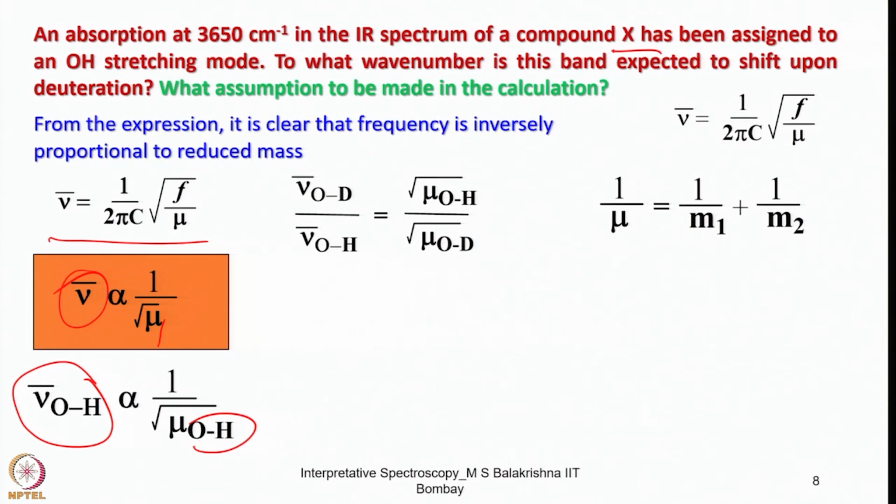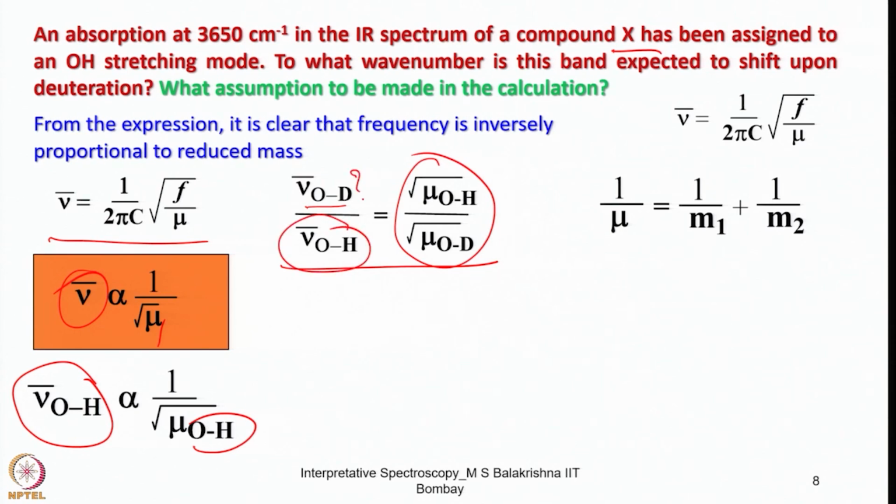So in that case, assuming both OD and OH have very similar stretching force constants, we can arrive at this equation: nu OD equals nu OH times square root of mu OH over mu OD. Now we know this relationship and the known quantities, and we have to calculate the unknown one.